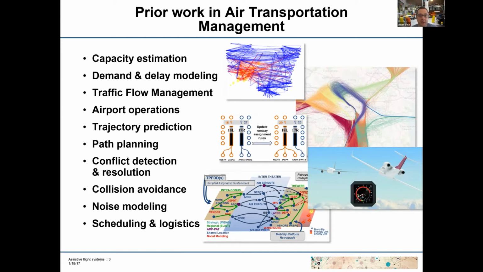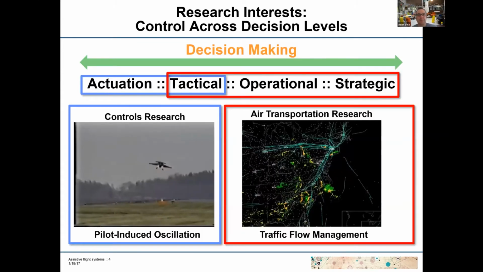terminal area environments. Probably what I'm best known for within this is path planning, conflict detection and resolution, and collision avoidance. I'm actually very proud to say that I've worked on ACAS-X, which is the next generation collision avoidance system that is going to be put onto all future aircraft, which is really exciting. So anything air transportation related, I'm quite strong at.